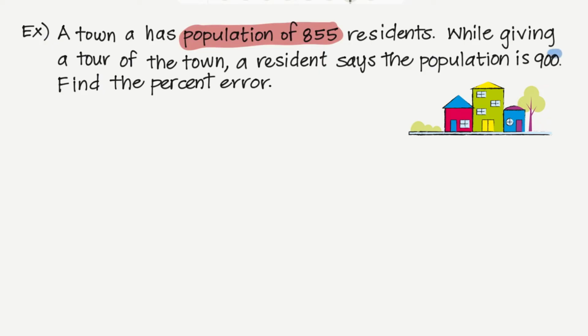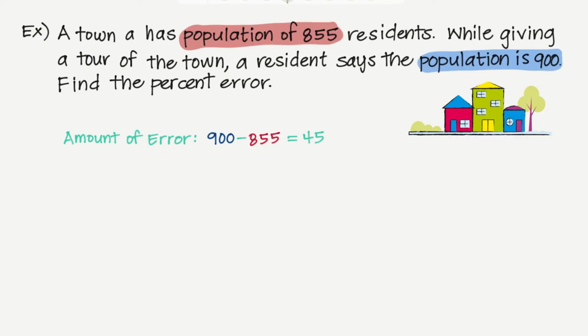While giving a tour of the town, a resident says the population is 900. Find the percent error. So this is, first off, a tiny town, but to find the error, again, we are going to subtract two of our values. We're going to take the estimate, which is 900, and then subtract from it the actual amount, which was 855. So 900 minus 855 gives me a difference of 45.